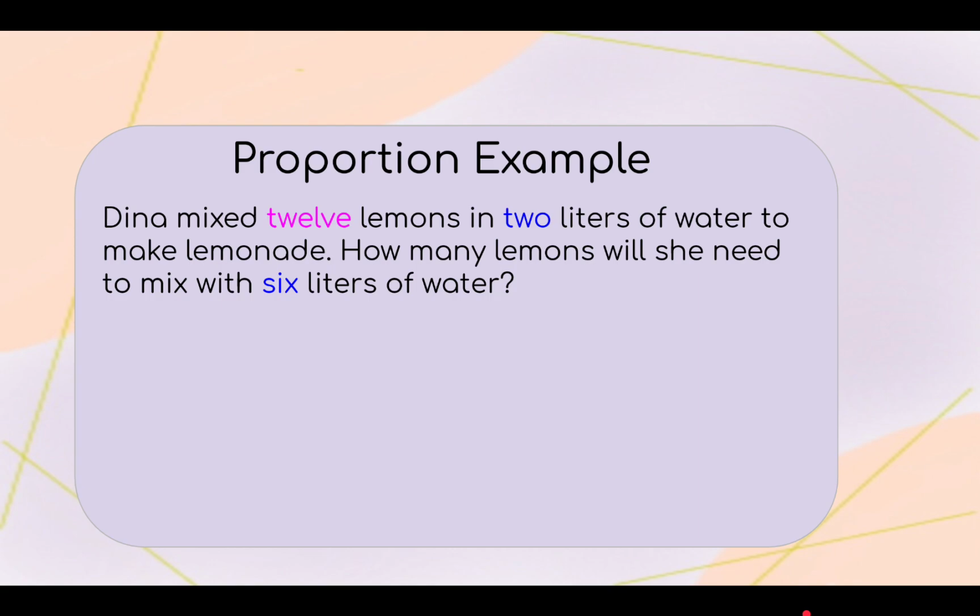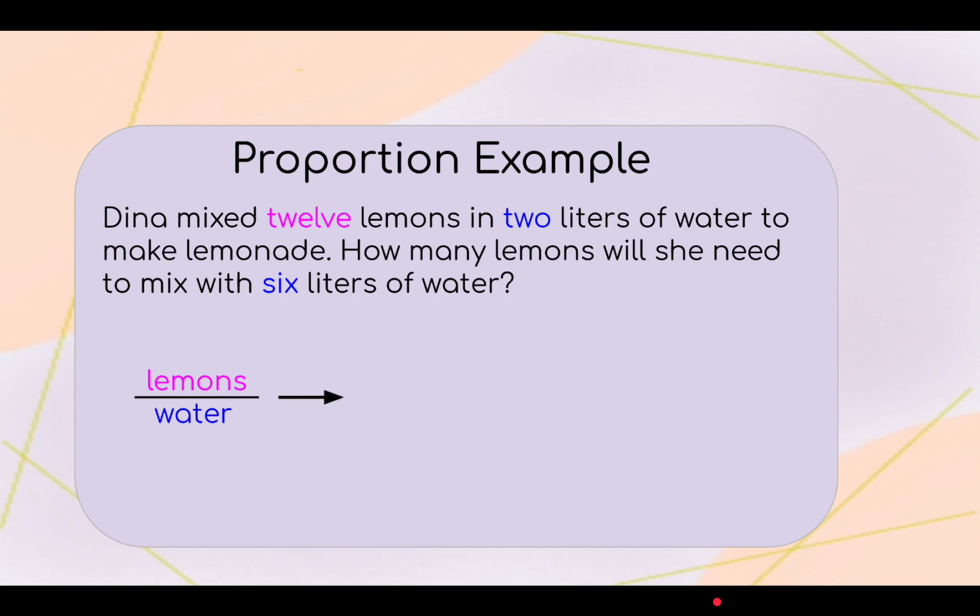Dina mixed 12 lemons and 2 liters of water to make lemonade. How many lemons will she need to mix with 6 liters of water? So the first thing I want to figure out is, what are the two things that are being compared? Well, I can see from the first sentence that I am comparing lemons to water. So that's what I'm going to use. Lemons and water.